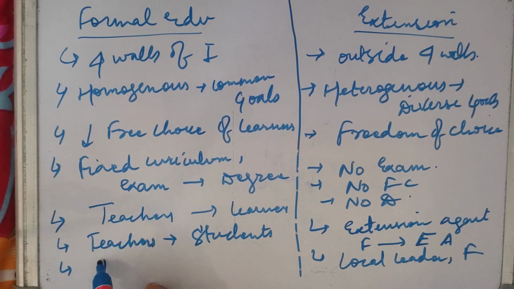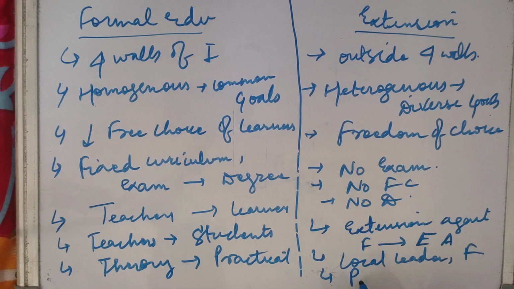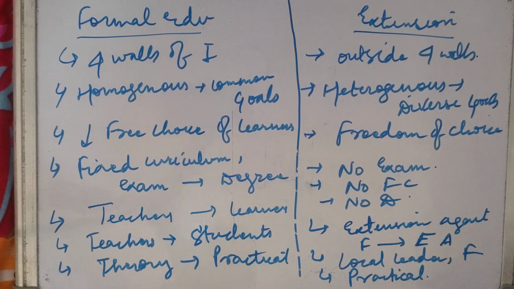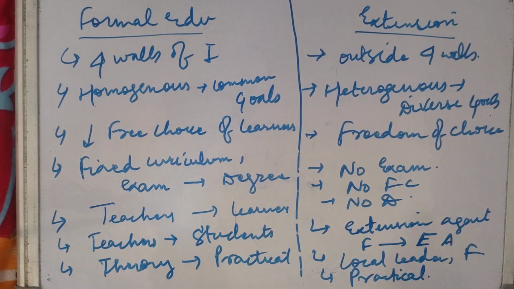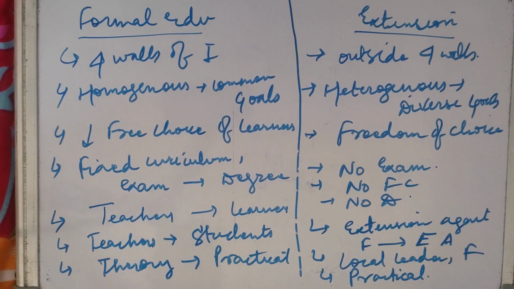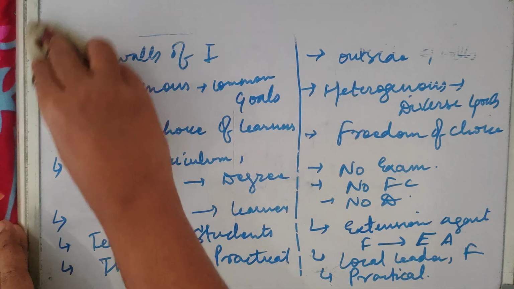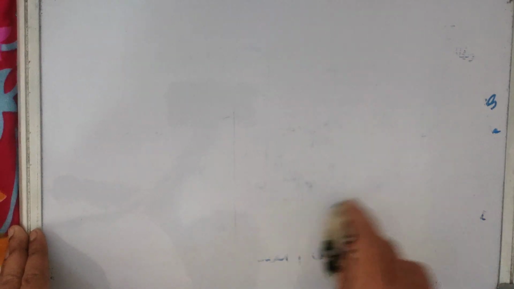Here we start with theory and move to practical. But in extension, more focus is on practical only. Although farmers get some theory knowledge as per their understanding, the focus is on practicals. So this is the major difference between formal education and extension education. Now moving on, what is the importance of agriculture extension?